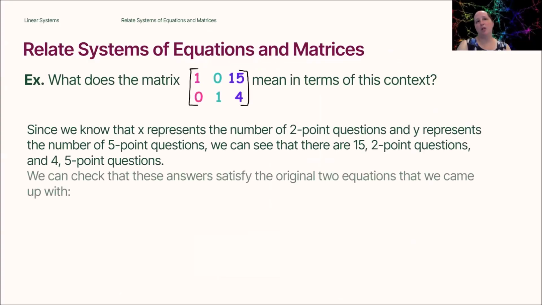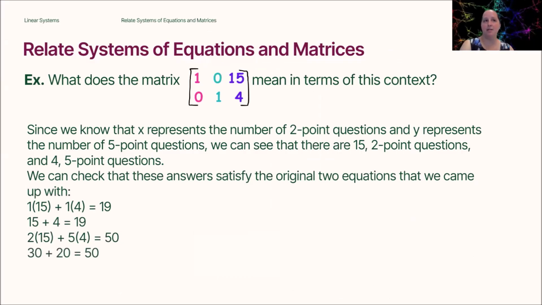I want to know, what does the matrix 1, 0, 0, 1, 15, 4 mean in terms of this context? Since we know that X represents the number of 2-point questions and Y represents the number of 5-point questions, we can see that there are 15 2-point questions and 4 5-point questions.